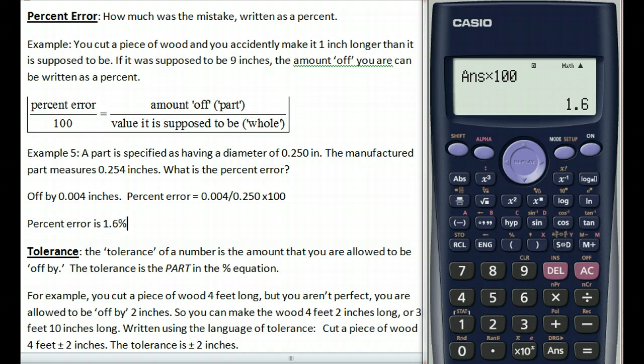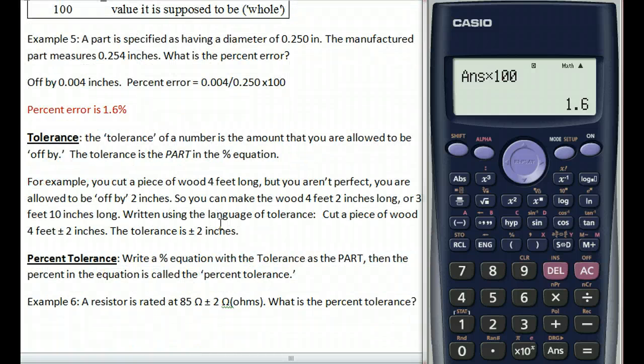And percent error is usually between like 0.1% and 5%. So if you get something like 20%, a really big number, you probably made a mistake, because percent error is usually very small. Okay, so let's move on to tolerance.